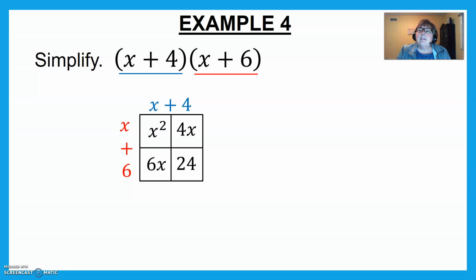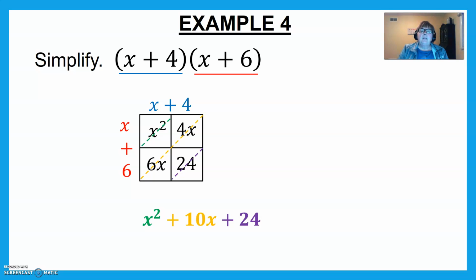Now, the really nice thing about this box is that the diagonals are always going to be like terms. So watch, I'm going to draw the diagonals in so you can see that. So there's one, here's my other diagonal, and here's my other one. So anything that's on the same color line gets added together. So the first thing, I just have the x squared, and then I have 6x plus 4x, well that gives me 10x, and then I just have 24. So I get x squared plus 10x plus 24.